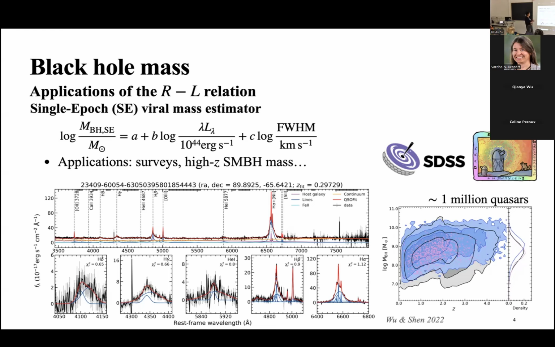We use that in surveys, like what I've done. I measured the masses of around 1 million quasars from Sloan, and I'm also expecting to do that for data release 1. We also use this method for high redshift supermassive black hole mass estimation. Here is an example: we decompose the spectrum into the host galaxy part and the quasar part, and we measure the width of the broad emission lines, and we can get the black hole mass.